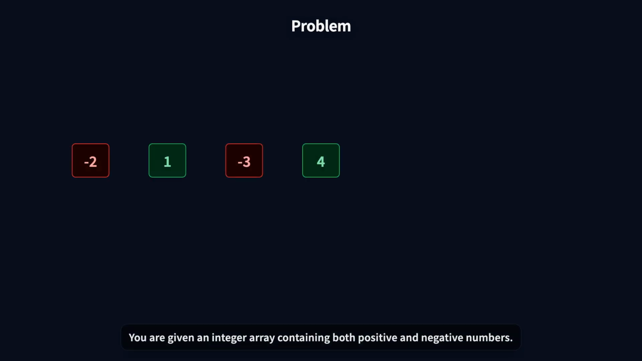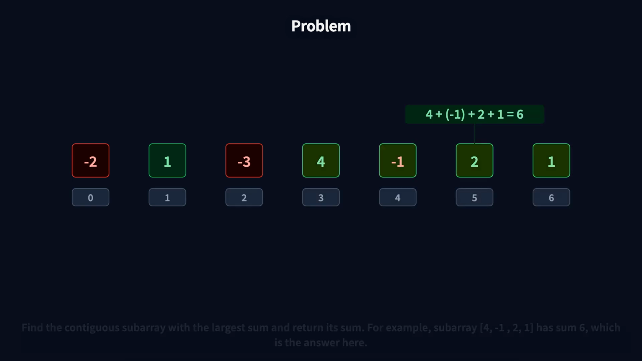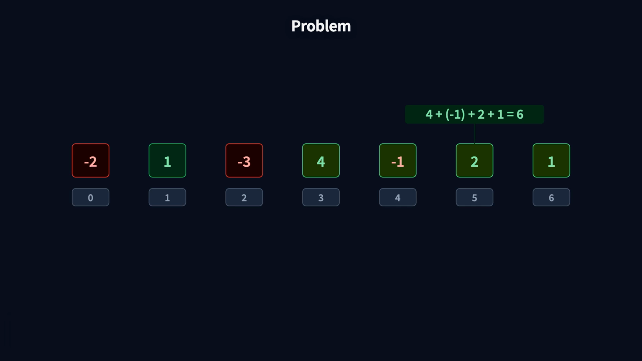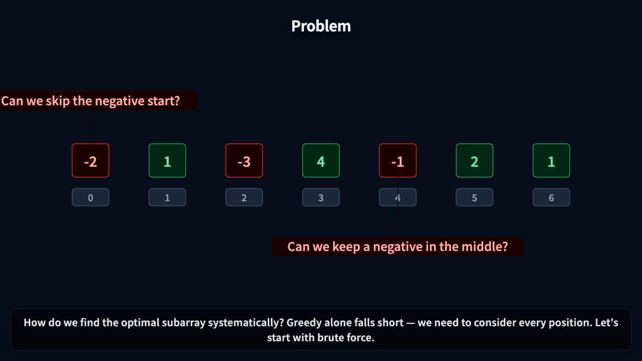You are given an integer array containing both positive and negative numbers. Find the contiguous subarray with the largest sum and return its sum. For example, subarray 4, -1, 2, 1 has sum 6, which is the answer here. How do we find the optimal subarray systematically?